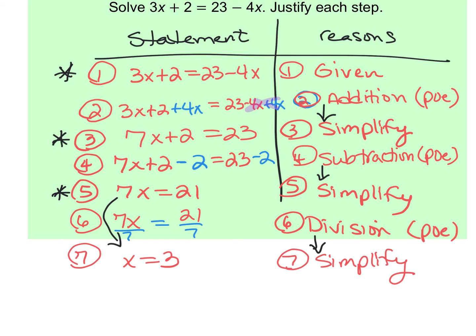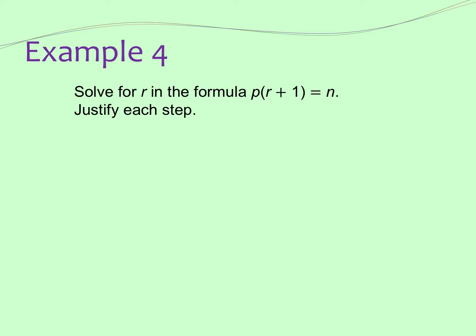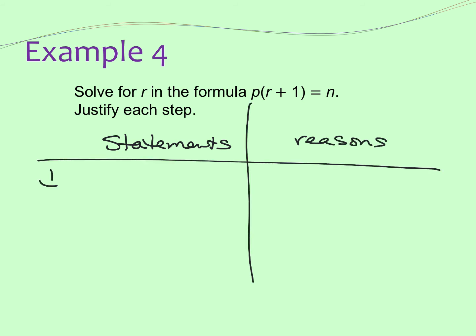Try the next one. We're going to be solving for a variable and not solving to get a value for that variable. We're just going to rearrange the equation. Let's try the next one. So it wants us to solve for r, given that p times the quantity r plus 1 equals n. So again, let's set up our two columns. So we have our statements and we have our reasons. Again, number 1 is always going to be the equation that's given to you. And your reason is it's given.